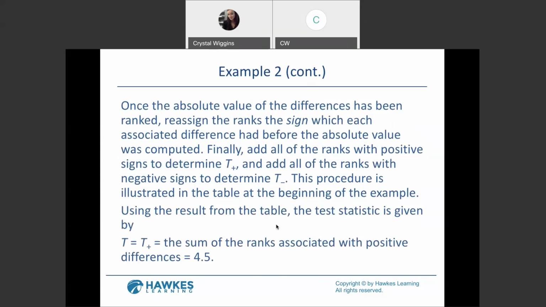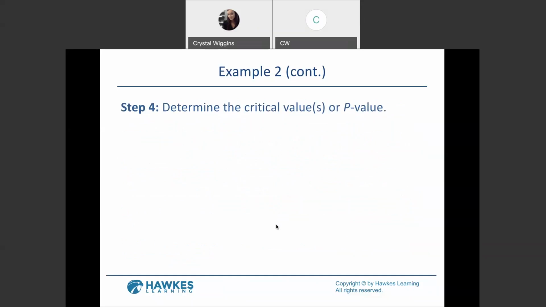Okay, so we know that since we are doing a right-tailed test, pointing to the right, pointing to the positive numbers, we are using the sum of the positives, which is 4.5. That is our test statistic. Now we need to determine the critical values, or p-value.